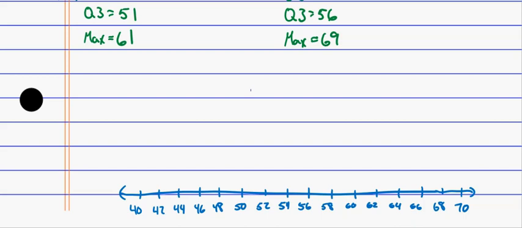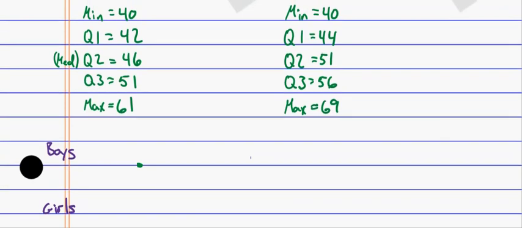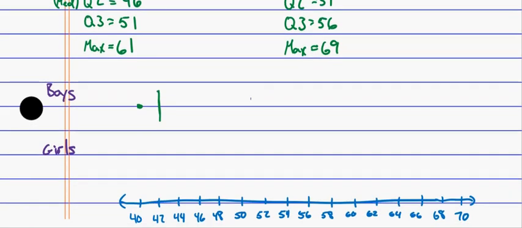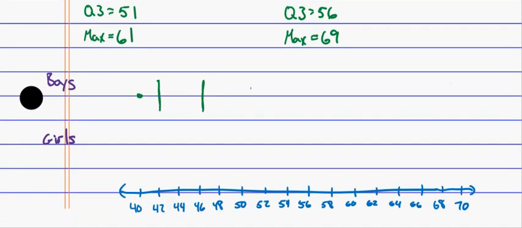And so now what we're going to do is I'm going to plot both of these on the same number line. So I'm going to do the boys up top, and then I'll do the girls down here. And I'm just going to plot this box plot. So like the boys had a minimum of 40. It's right here. And the first quartile was 42. And again, when I do the 42, I draw it as like a line segment. The 46 is the median, so I just go above where the 46 is and draw a line. 51 is halfway in between these two.